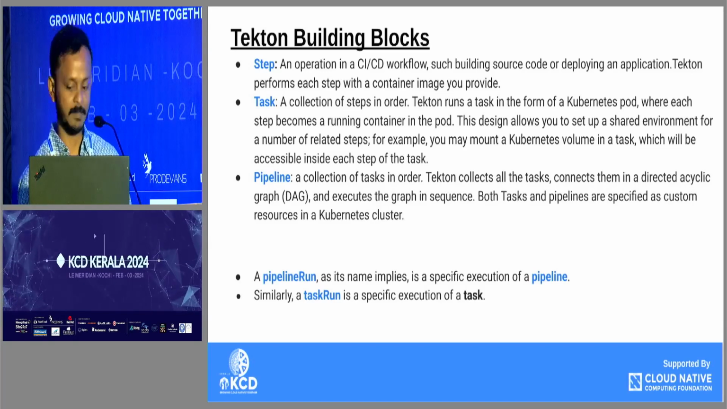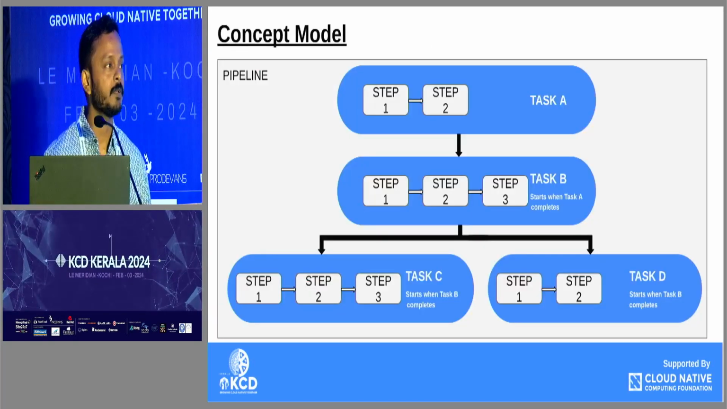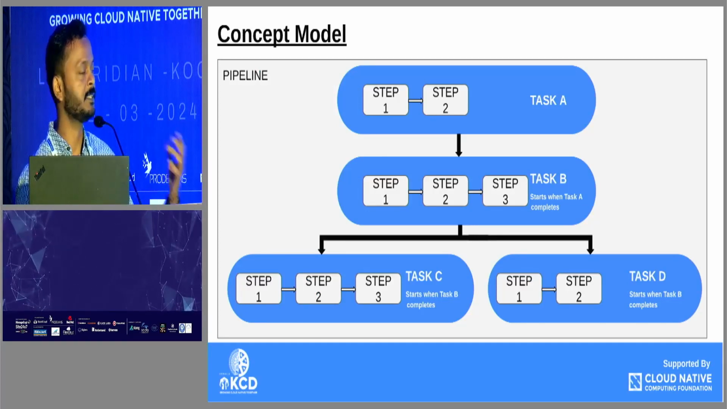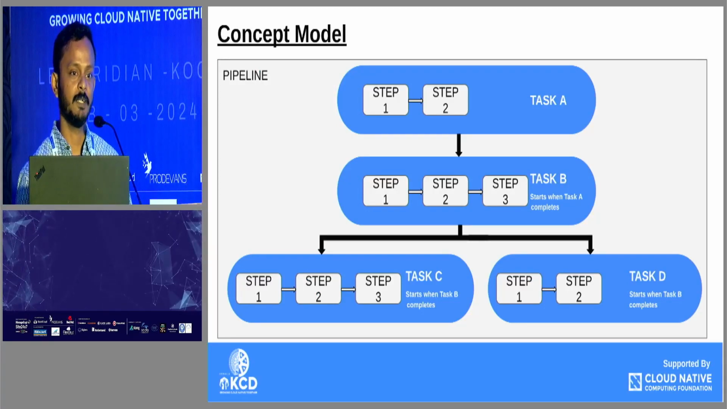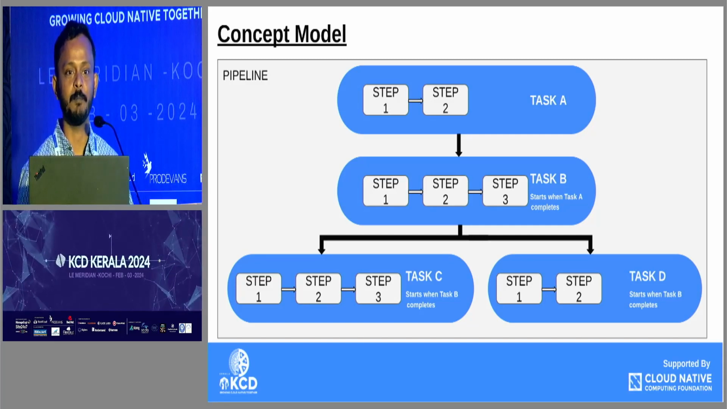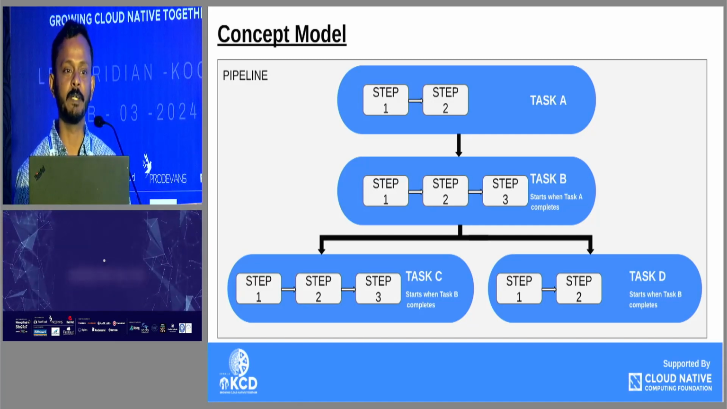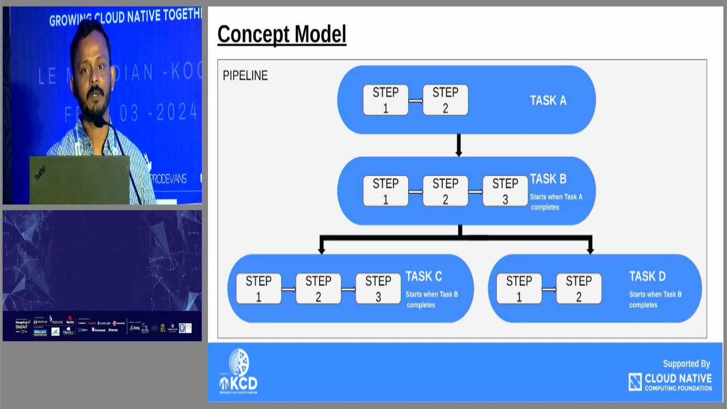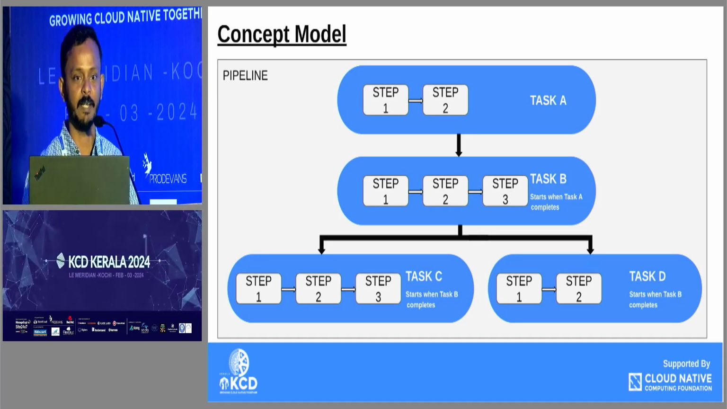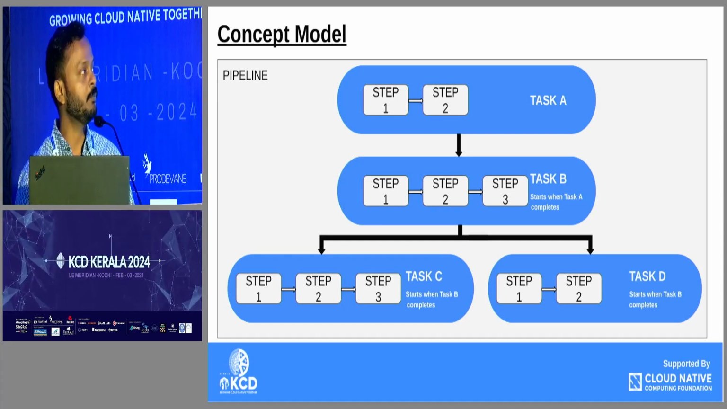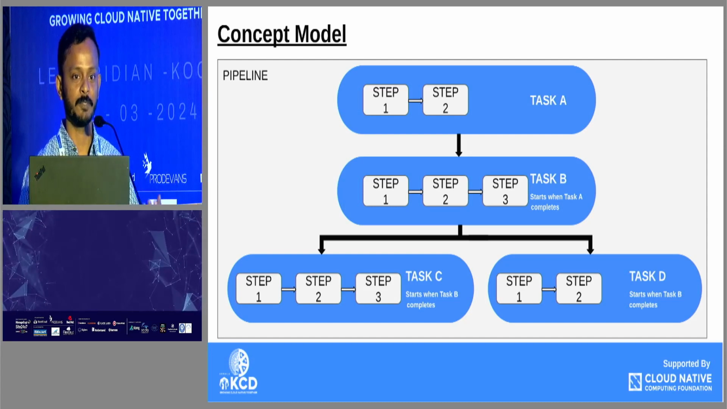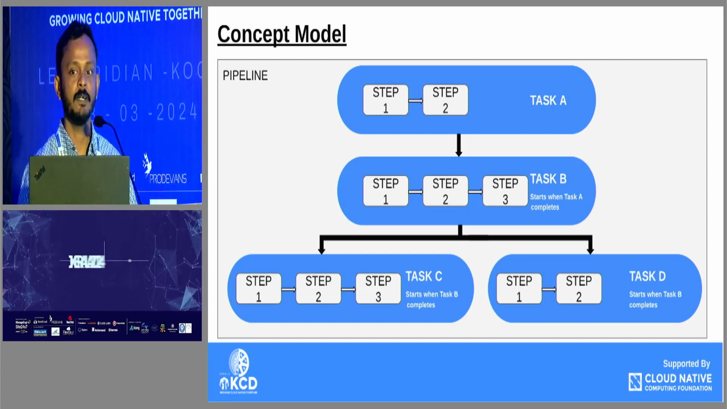And what are tasks? The most basic component is that a task consists of multiple steps. If you are building a pipeline, fetching the code from the Git source repo is a step. Then building it would be a step. If you have any integration test to run, that would be a step. You can categorize it as a single step, or you can also categorize it as multiple tasks.